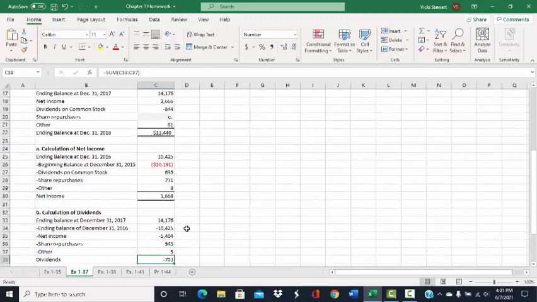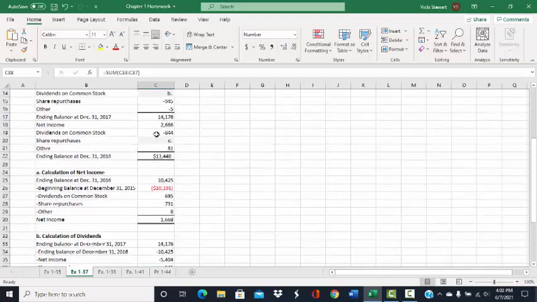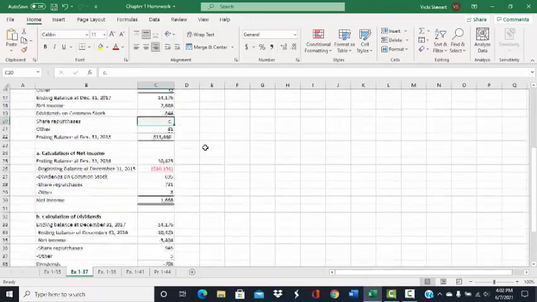Now you would need to go and do the same process to figure out the treasury shares that were repurchased in the last year. Just use the same process. Start with the ending retained earnings, subtract the beginning, subtract net income, add back your dividends, and now you would actually subtract other because it's a positive number, and that will give you your treasury stock.